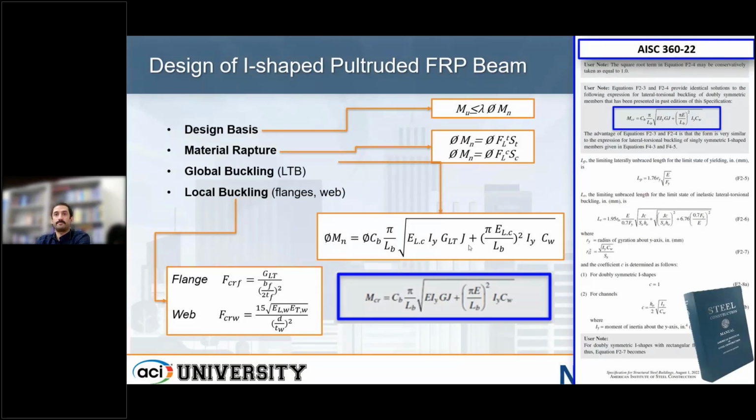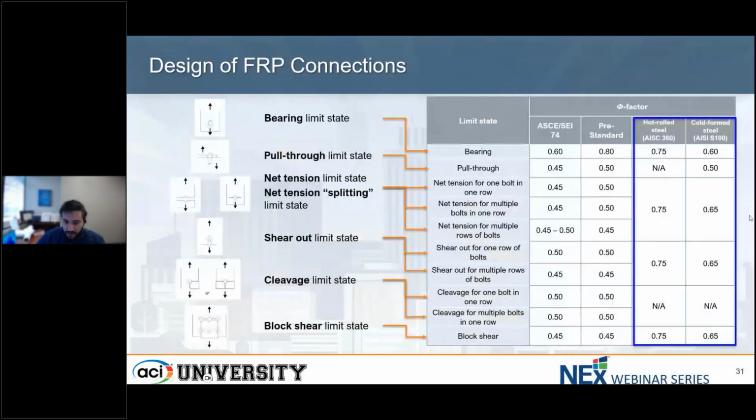Thank you, Hassan, and thank you everyone for being here today. My name is David Birke. I will walk you through the connection design instead. As Hassan mentioned, the design of members is very similar to steel or other traditional materials. It's quite straightforward, I would say. Now, I don't know if you ever heard this sentence, but for FRP, the devil is really in the details when it comes to the design of connections.